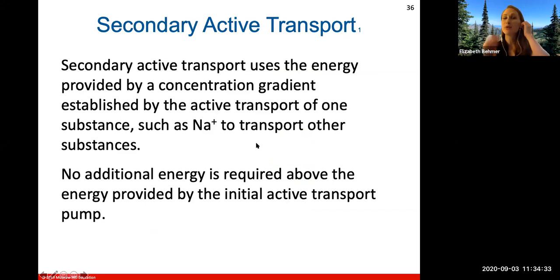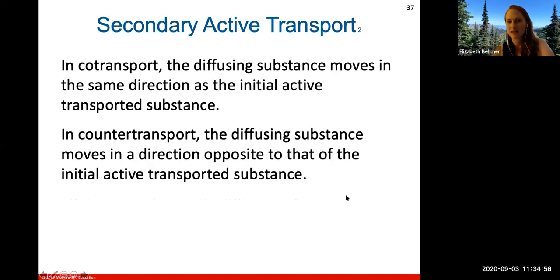Secondary active transport also uses energy, from a concentration gradient established by the active transport of one substance, such as sodium, to transport other substances. So we call it secondary active transport because it'll use the energy provided by the concentration gradient of one substance to move something else. And no additional energy is required above that.